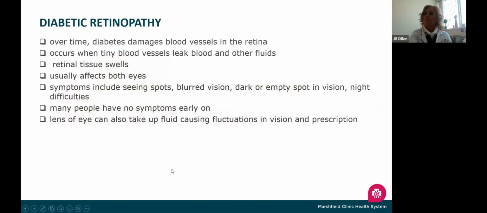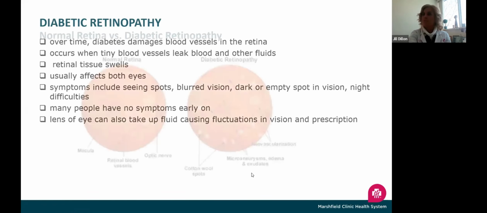This can affect both eyes at the same time. In fact, usually it does. It can cause you to see spots, blurred vision, dark spots, or empty spots in your vision. But a lot of people have no symptoms at all early on. In fact, sometimes we are diagnosing diabetes because we are seeing people for an eye exam. We look at their eyes, we see the bleeding happening, send them over to their primary care doctor, and they can be diagnosed with the diabetes that way.